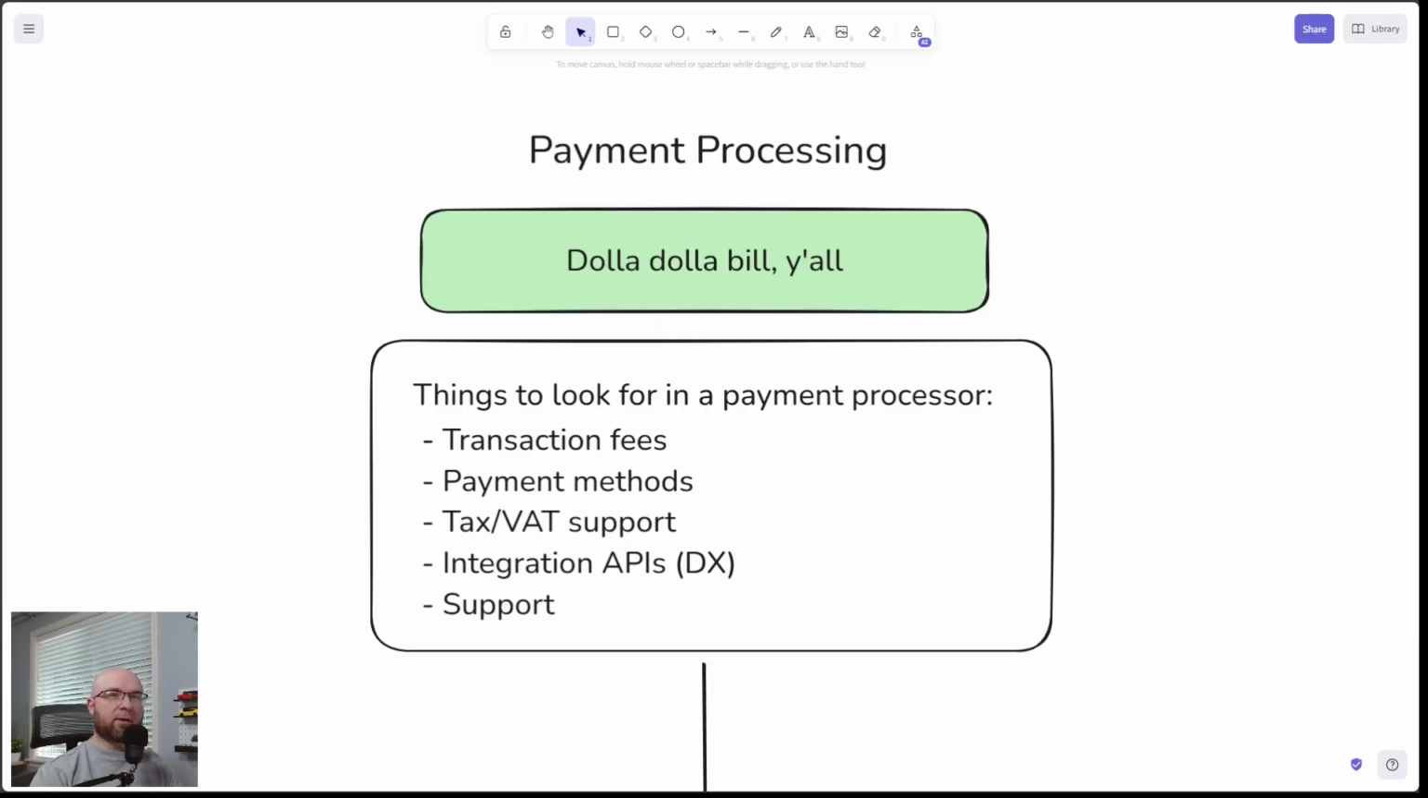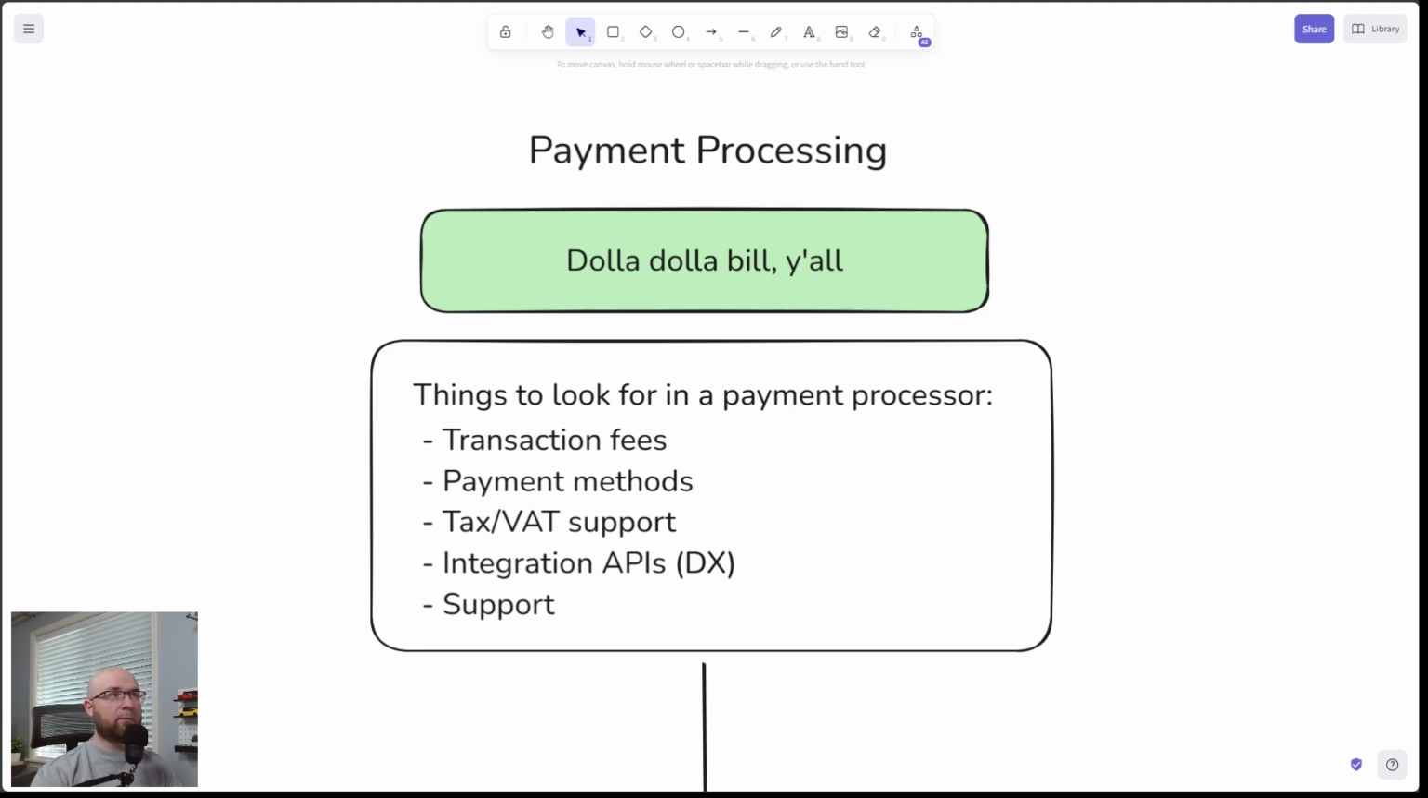All right, so payment processing. We want to collect money from our customers, right? And to do that, you're probably going to integrate with some kind of payment processor. Now, the most popular payment processor on the internet is Stripe, but there are other options, and we're going to discuss them shortly. Before we do, however, I wanted to discuss 5 things you need to look for in a payment processor. So let's start with transaction fees.